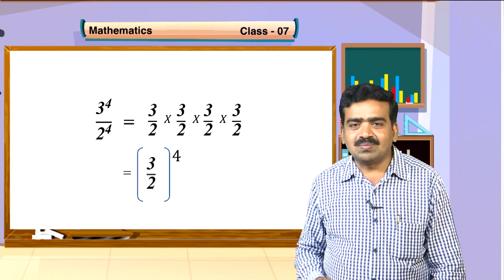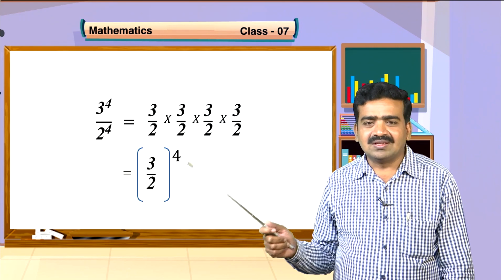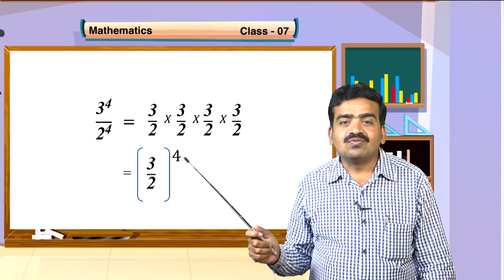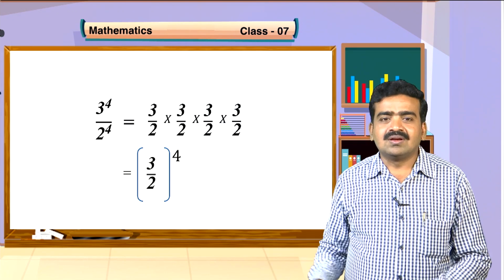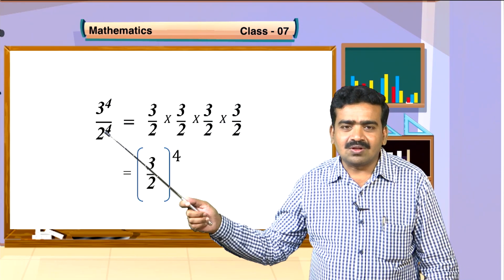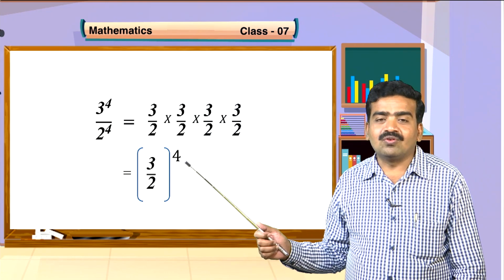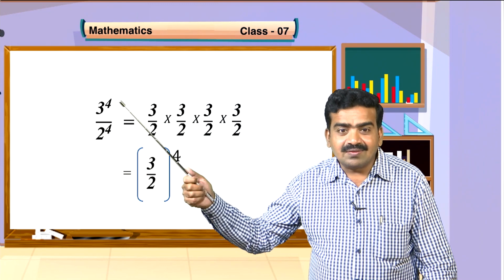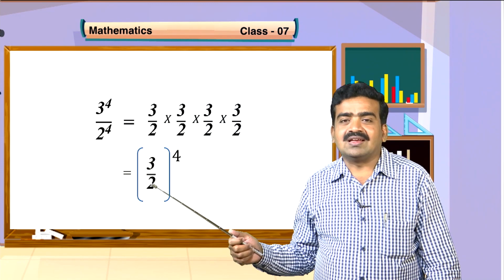Then what about the simplest form of 3 by 2 into 3 by 2 into 3 by 2 into 3 by 2? Yes, you are correct. It is 3 by 2 to the power of 4. So, from this we can conclude that 3 to the power of 4 and 2 to the power of 4 can also be written as 3 by 2 to the power of 4. That means, here though there are different bases having the same exponent, that can be simplified like this.